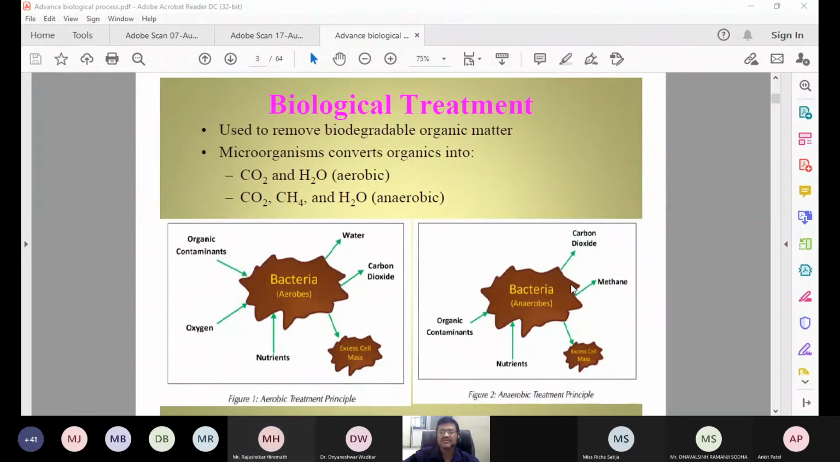Initial DO. Initial DO is more, final DO is less. Why is the final DO less? Do you know? Because these microorganisms are consuming that oxygen from this water. Yes, to decompose the organic matter.